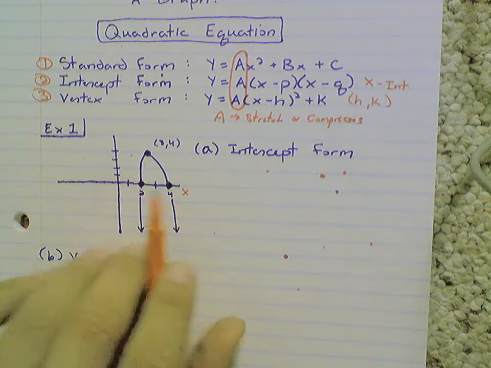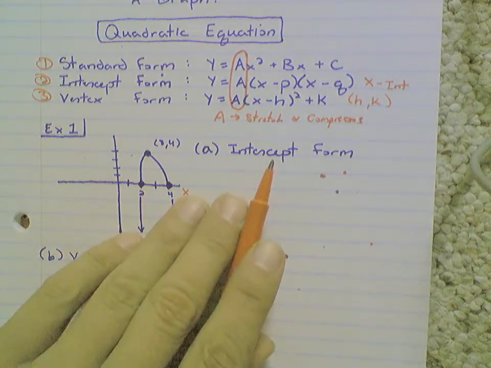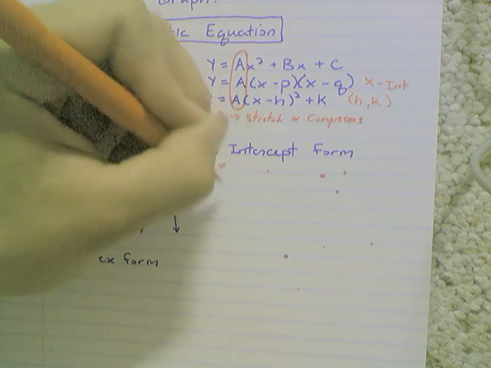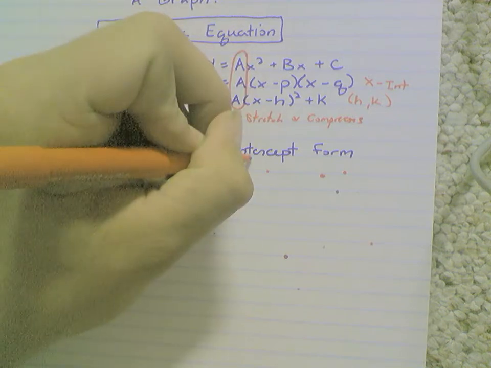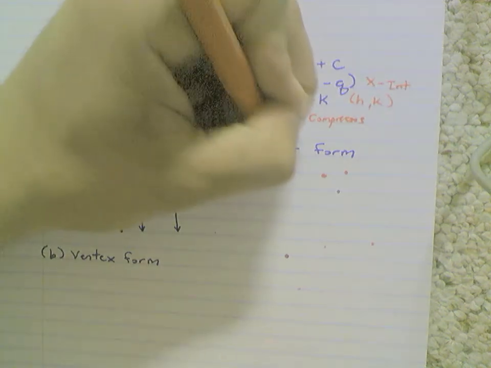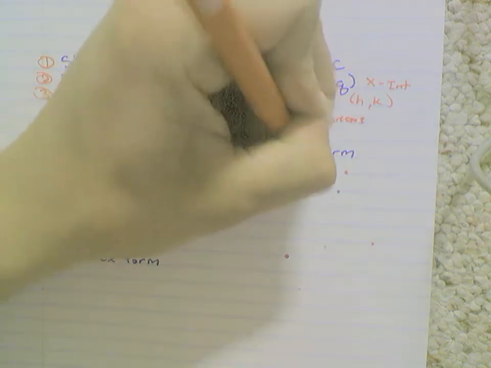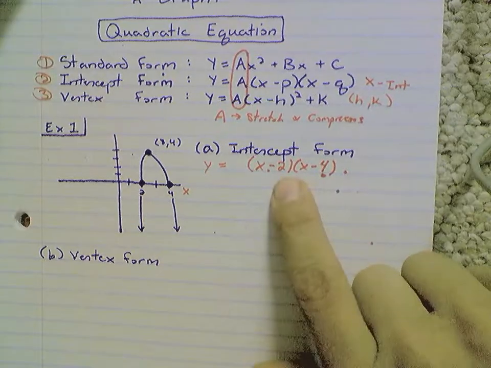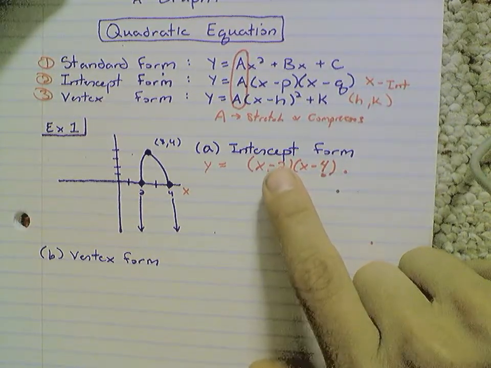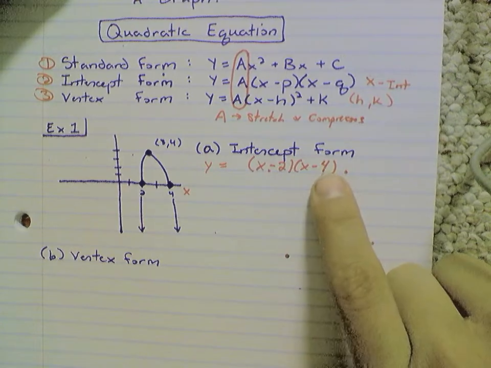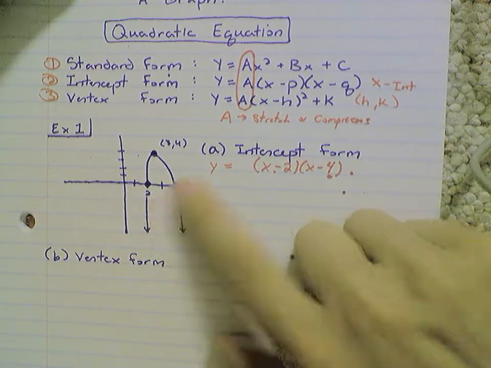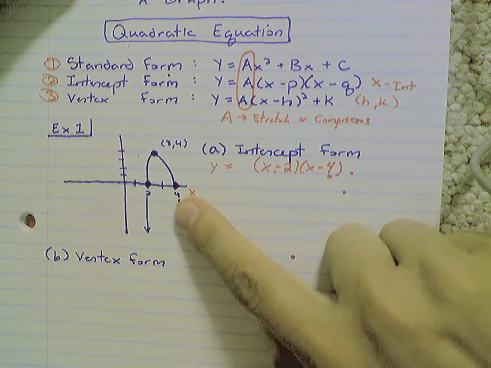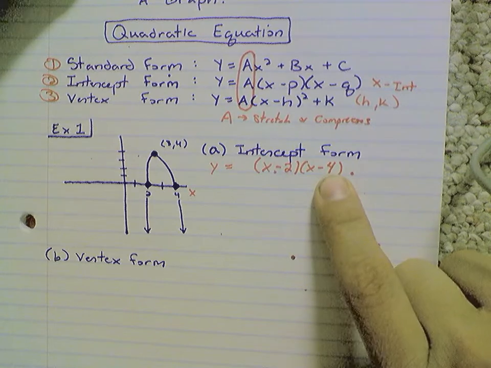So if I want to write an equation for this in intercept form, I'm going to have y equals, and I'm going to leave space for my a because I don't know what my a is yet, but it's going to be x minus 2 and then x minus 4. Wherever my x-intercepts are, it's the opposite of what's on the inside. So if I have an x-intercept at 2, I'm really going to have a minus 2 on the inside. And if I have an x-intercept at 4, I'm really going to have a negative 4 on the inside.